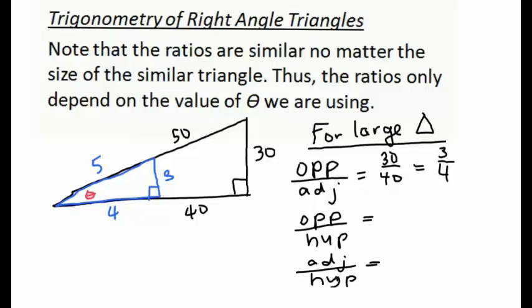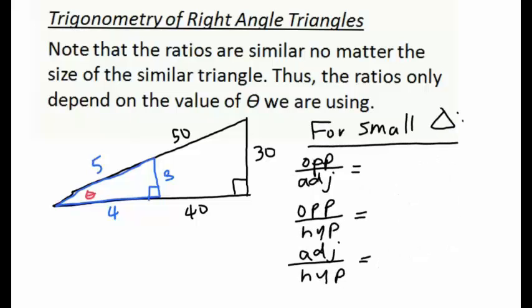Next, if we look at the opposite over the hypotenuse, that's going to be 30 over 50, and that's going to simplify to 3 over 5. Finally, if we look at adjacent over hypotenuse, that's going to be 40 over 50, and if we simplify this, we're going to get 4/5.